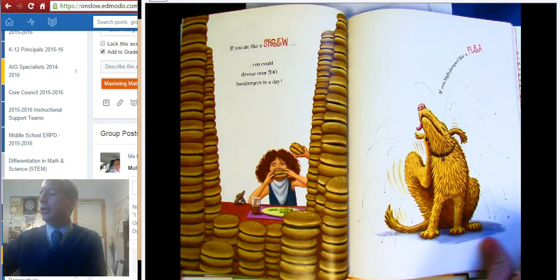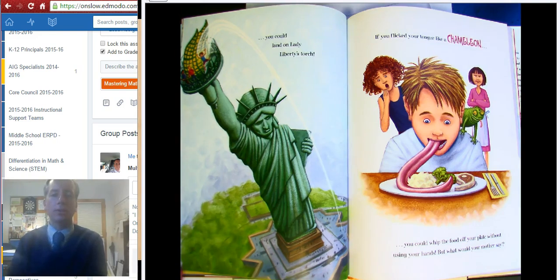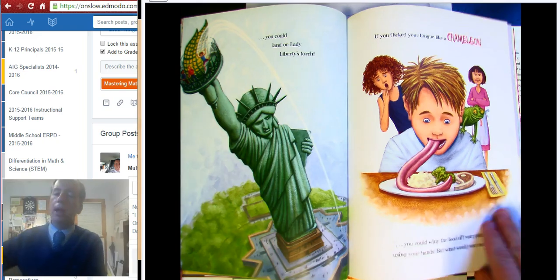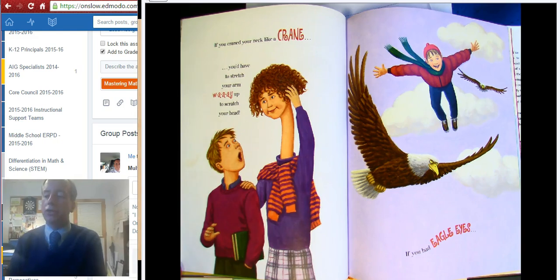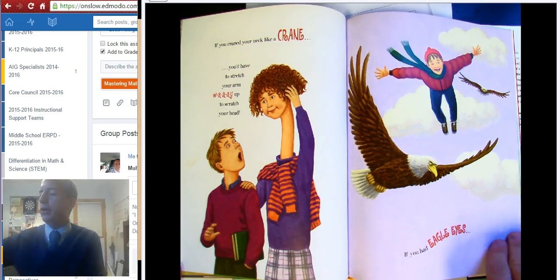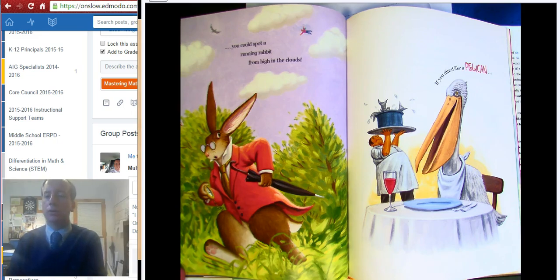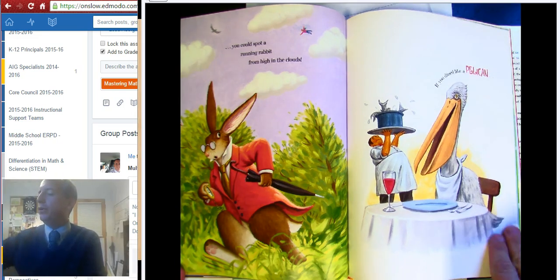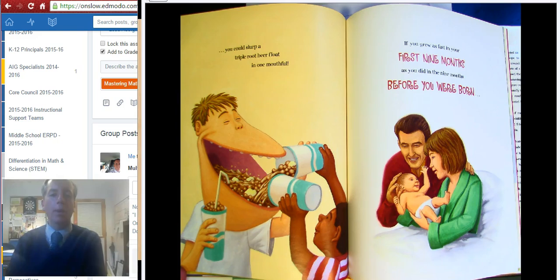If you high jumped like a flea, you could land on Lady Liberty's torch. If you flicked your tongue like a chameleon, you could whip the food off your plate without using your hands. But what would your mother say? If you craned your neck like a crane, you'd have to stretch your arm way up to scratch your head. If you had eagle eyes, you could spot a running rabbit from high in the clouds. If you dined like a pelican, you could slurp a triple root beer float in one mouthful.